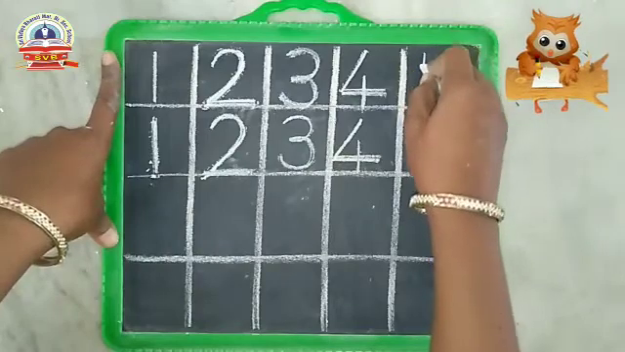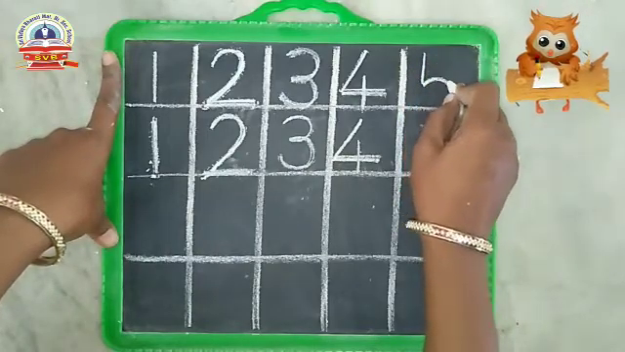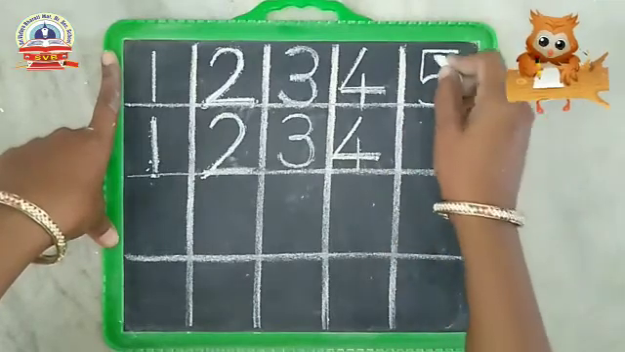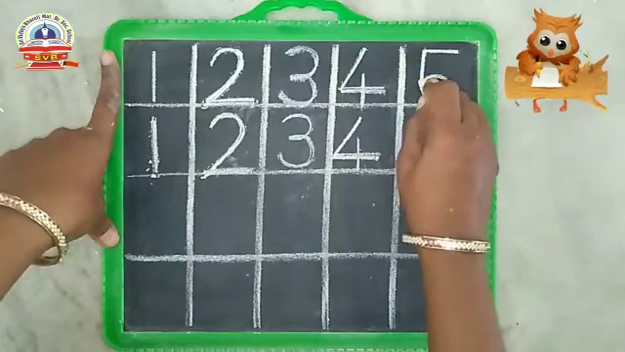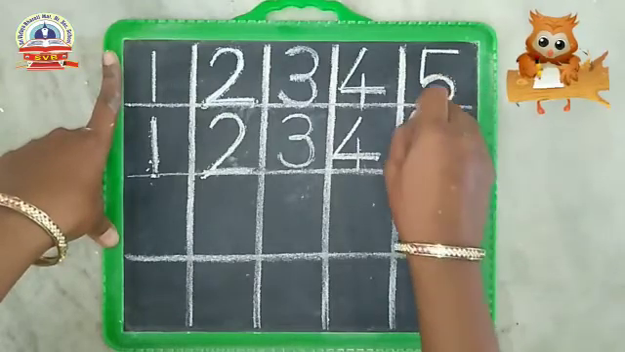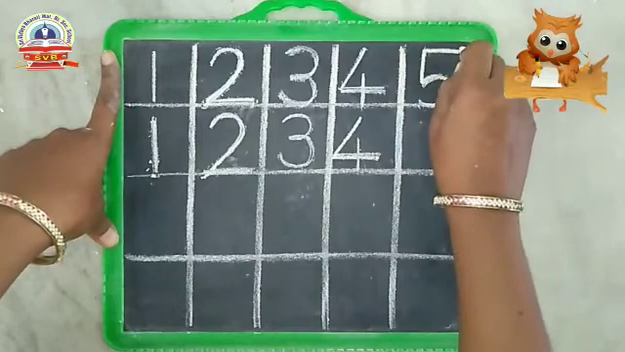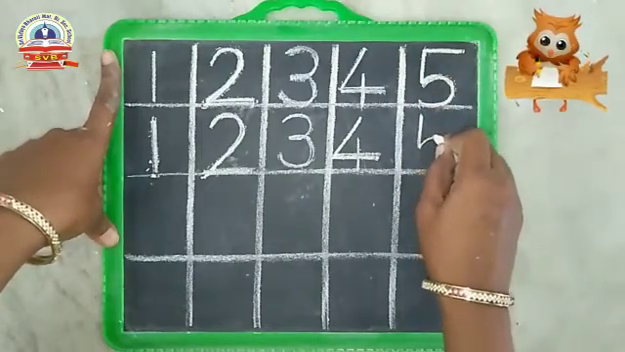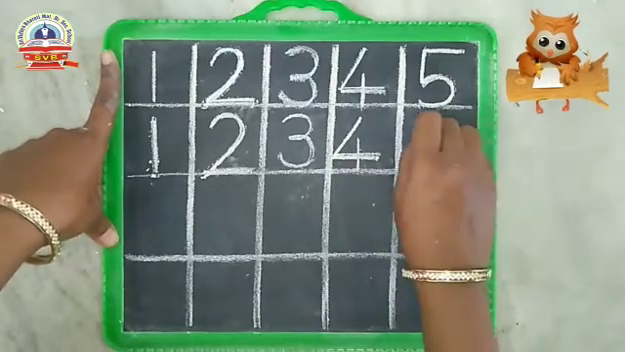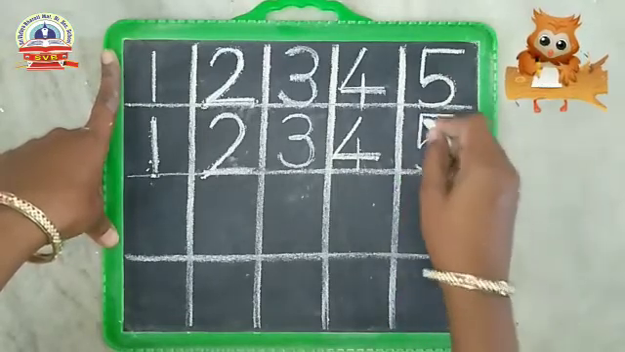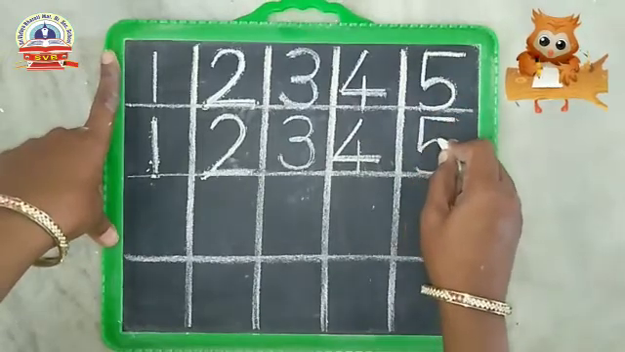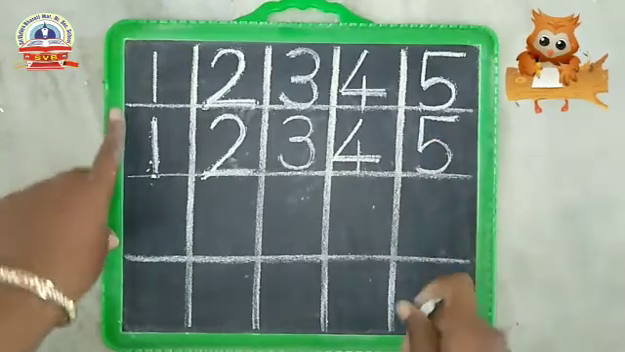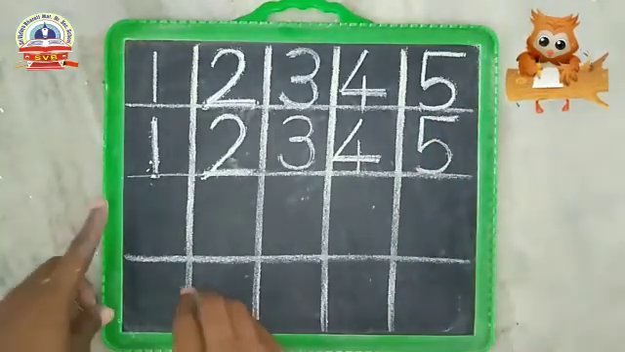See here. Standing line and left curve should touch the ending line and sleeping line. This is number 5. Write again. Standing line and left curve should touch the ending line and sleeping line. This is number 5. Now let us write 6.